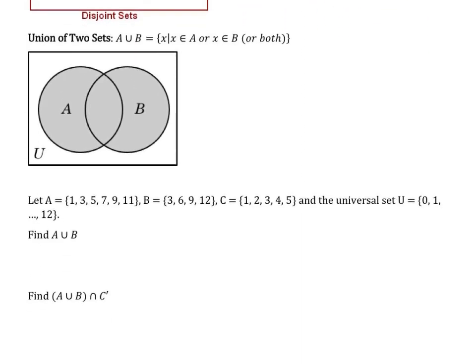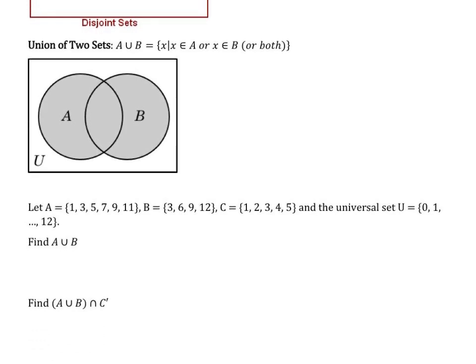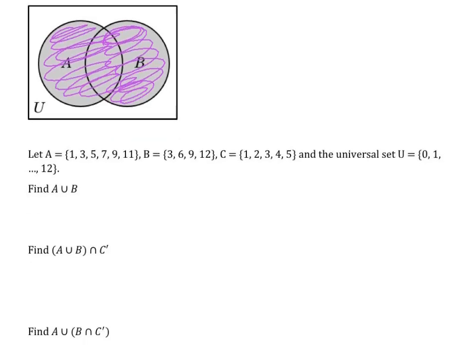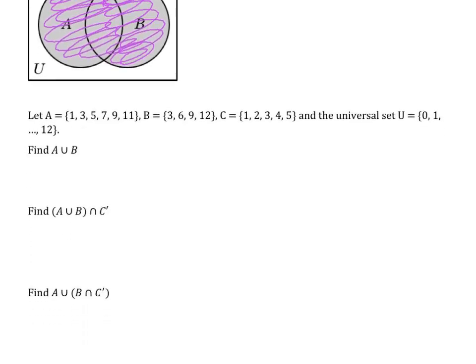But what about unioning sets A and B? Instead of intersecting, let's union them. We consider A union B to be items that are in A, or items that are in B, or items that are in both of them. So everything, combining all of their elements together. Let's say set A is 1, 3, 5, 7, 9, 11, and set B is 3, 6, 9, and 12. And we add in a third set, 1, 2, 3, 4, 5, and we have the universal set 0, 1, 2, 3, etc., all the way through 12.